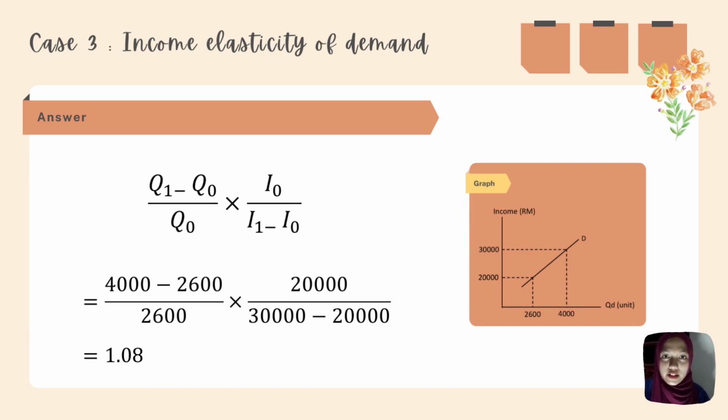Based on the formula, new quantity demanded minus old demand divided by old demand, and then multiplied by new price divided by new price minus old price, we get the answer 1.08. And for the graph, quantity demanded increased from 2,600 to 4,000 units, and the income increased from 20,000 to 30,000 ringgit Malaysia.